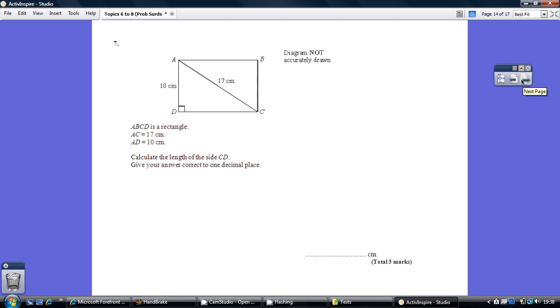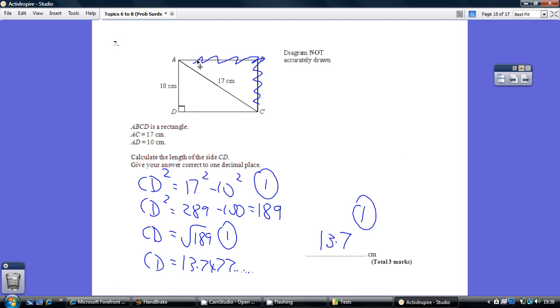Question 7. Now, have a go first. The secret here is just to ignore that bit, so you just treat it as a normal Pythagoras triangle question. Remember, it's Pythagoras because no angles are known apart from the right angle. Now it's Pythagoras, we're working out one of the shorter sides, so it's a taking away question, and so the side we need to know, CD squared is 17 squared, take away 10 squared. Follow that through, you get 13.7.